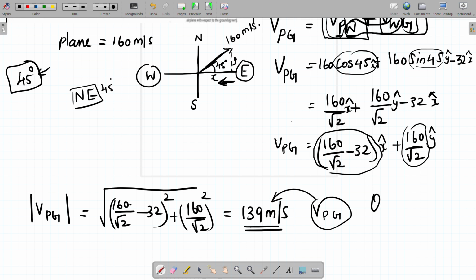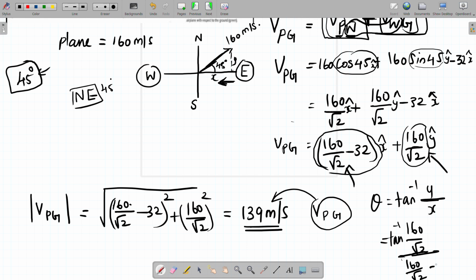Now we have to find the direction. It's very easy: tan inverse of y by x. What is y? This y value is 160 by root 2, divided by the x value, which is 160 by root 2 minus 32. Now the answer is 54 degrees. So the angle is 54 degrees.